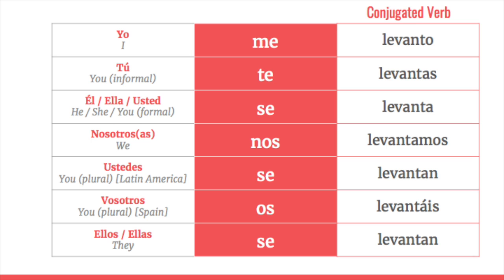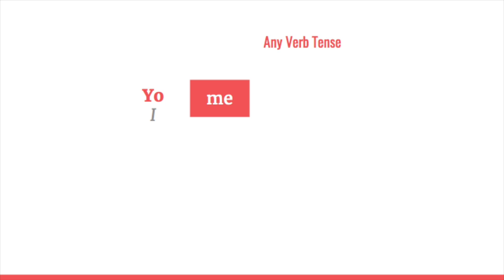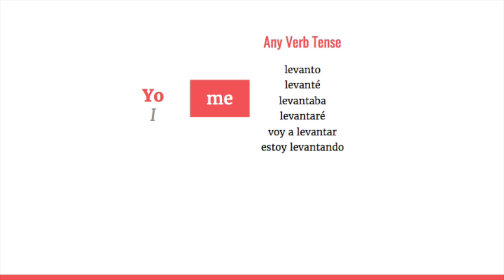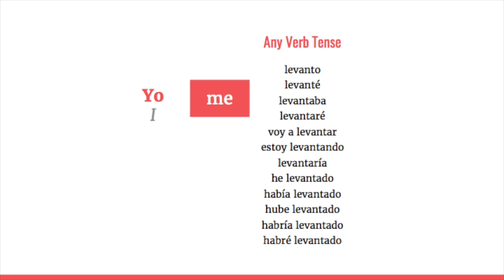You can also use these reflexive verbs with any verb tense. For example, yo me levanto, that's present. Yo me levanté, that's past. Yo me levantaba, that's the imperfect. Yo me levantaré, that's the future. Yo me voy a levantar, I'm going to get up. Yo me estoy levantando, I'm getting up. Yo me levantaría, I would get up. Yo me he levantado, I have gotten up, and so on.